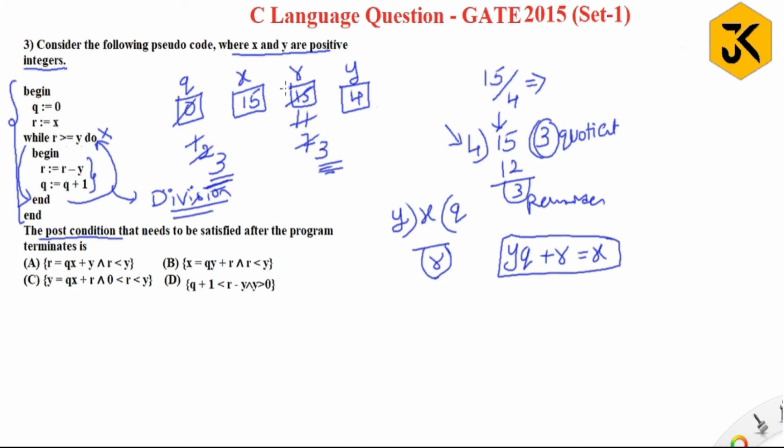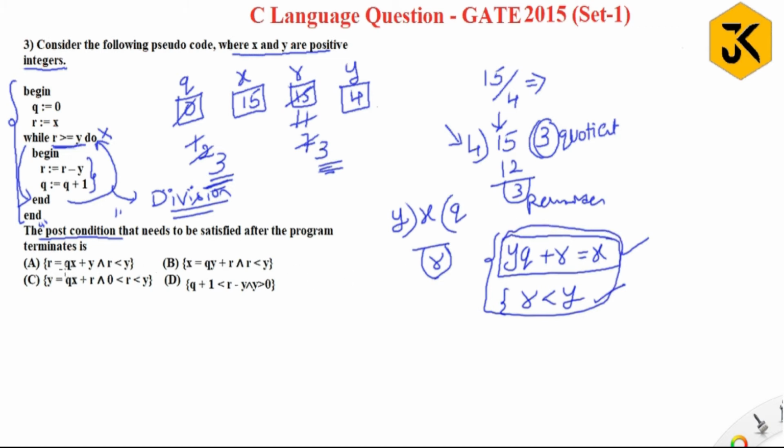When you are repeating the same process again and again until r is less than y, you are going to execute the same program. But here they are asking for the post condition. Post condition means this program is going to stop when r is less than y, only then the loop condition fails. So after the complete execution of the program, what conditions does it need to satisfy? y q plus r equal to x should be one condition, and another condition is r should be less than y. Whichever option has these two is the correct answer.